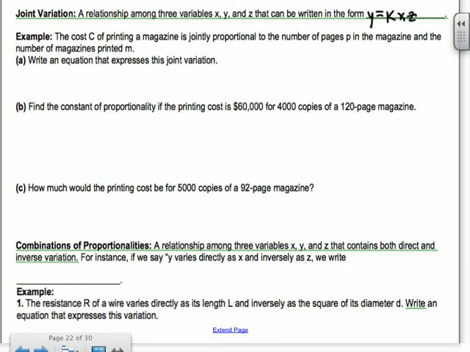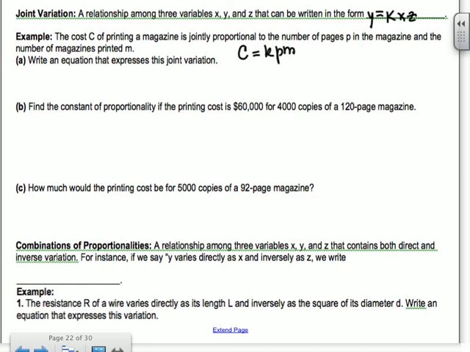Okay, so this is an example. The cost C of printing a magazine is jointly proportional to the number of pages P in the magazine and the number of magazines printed M. Okay, the biggest problem on these ones is people will forget their K. You always have a K in these problems. So we have our constant. We're multiplying by the number of pages and the number of magazines printed.